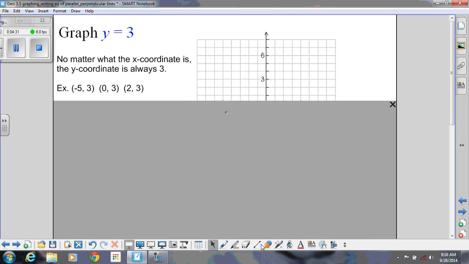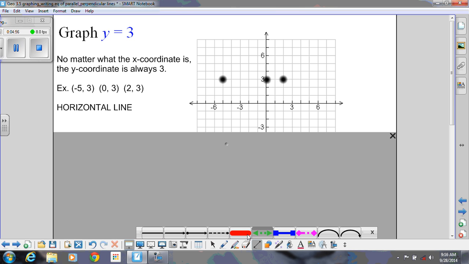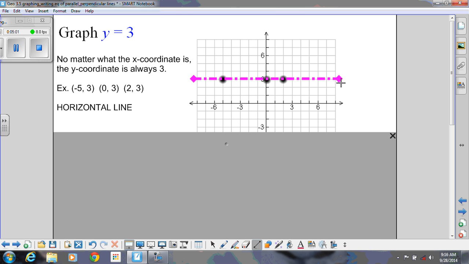So if I plot those, let me move this down a little bit so we can see. I've got (-5, 3), (0, 3), and (2, 3). You see all of those points make that horizontal line. Okay, so I'm going to connect those. Anytime you have y equals some number, it's going to come out to be a horizontal line, and that is because of what that means.